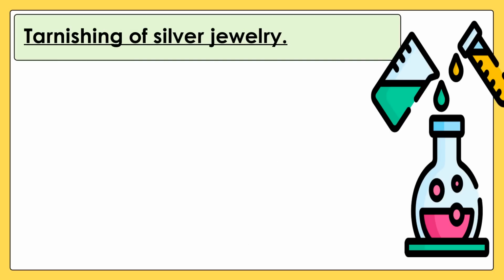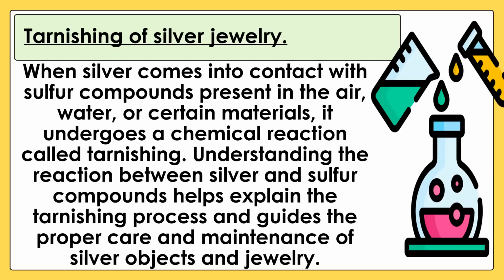Next, we have tarnishing of silver jewelry. When silver comes into contact with sulfur compounds present in the air, water, or certain materials, it undergoes a chemical reaction called tarnishing. Understanding the reaction between silver and sulfur compounds helps explain the tarnishing process and guides the proper care and maintenance of silver objects and jewelry.